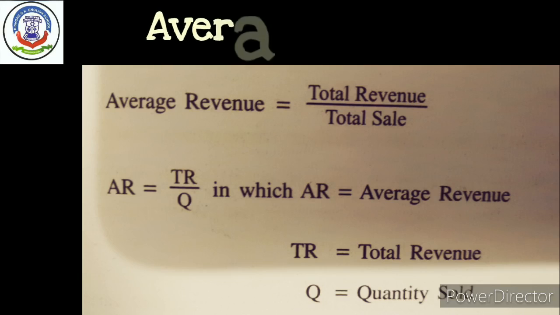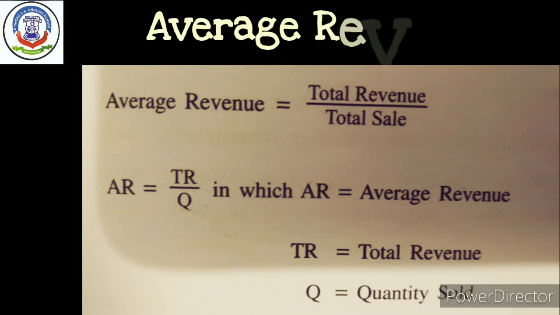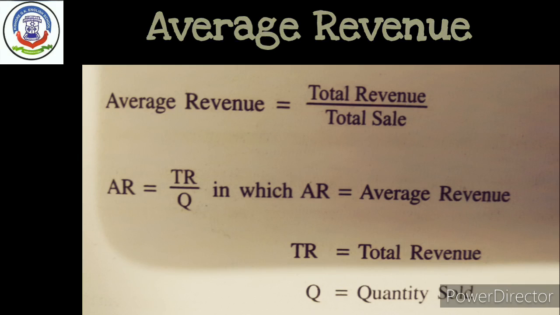Average revenue. Average revenue of a firm is found by dividing total revenue by units sold. AR is equal to TR divided by Q. AR means average revenue, TR means total revenue, Q means quantity sold. For example, one firm has sold 1000 units of pen and total revenue is rupees 50,000. According to the formula, 50,000 divided by 1,000 is equal to rupees 50, which is the average revenue. It means revenue per unit of pen.